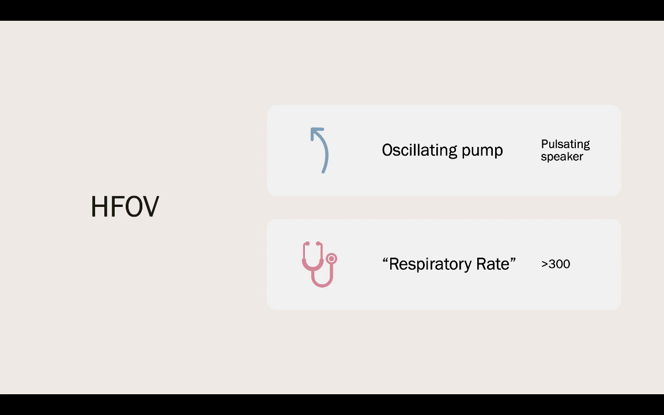So we've got that constant airway pressure. Imagine your airway being open, kind of like inhalation all the time, and it's done through this oscillating pump. So if you think of this oscillating pump kind of like a pulsating speaker, and that speaker is pulsating around 300 times per minute. It's not really a respiratory rate, but we'll call it a respiratory rate. So the patient is kind of sort of breathing 300 times a minute. They're not really breathing 300 times a minute, but that's how often it is oscillating.